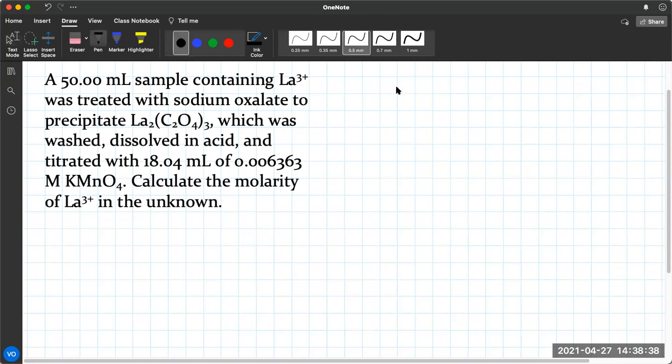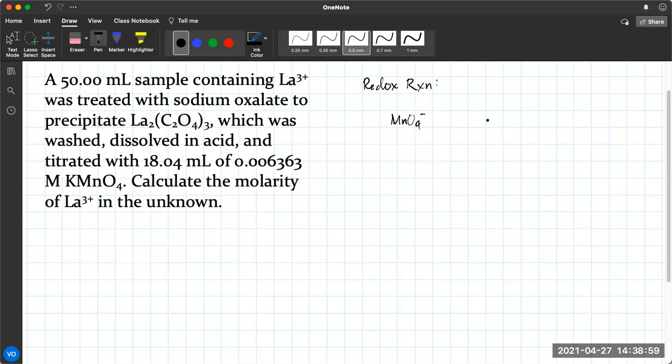Okay. So since we are dealing with a redox titration, we need to determine first the redox reactions. Let me write down the redox reactions involved in this titration. So first, you have permanganate. Permanganate will react, since this is usually done in acid solution, and will be converted to manganese 2 plus.